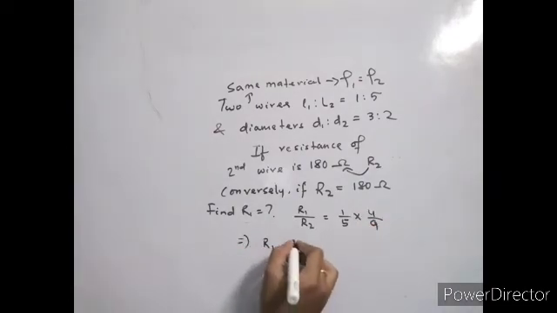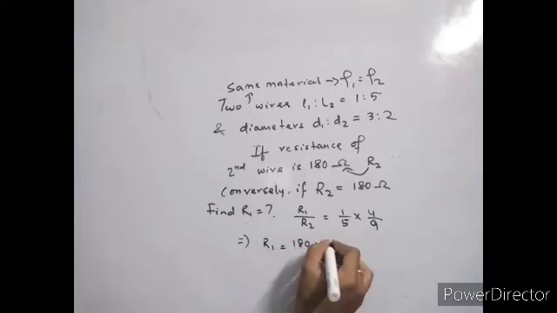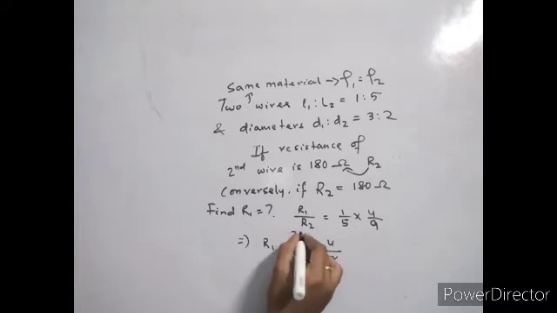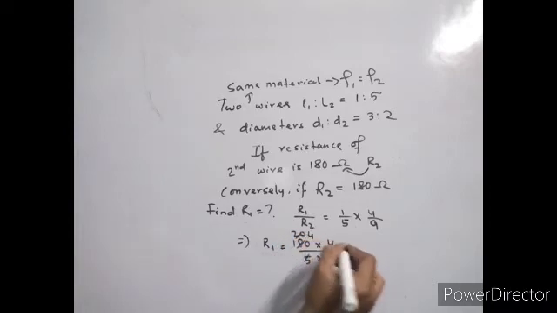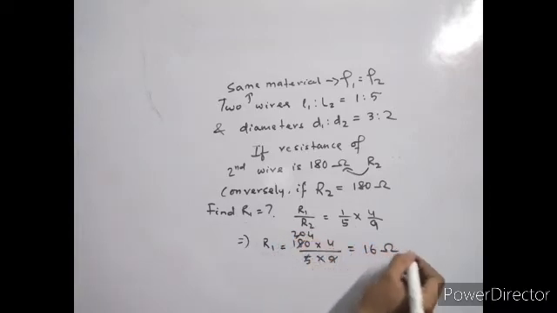So R1 is equal to R2 times, that is 180 times 4 divided by 5 times 9. 9 goes 20 times, and again 4 times with 5, so we have 16 ohms. So that is the value for R1. And then let's switch over to the next question.